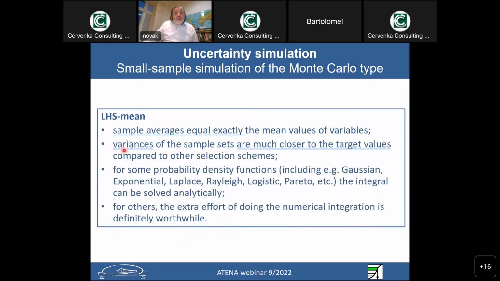So, as I mentioned, in uncertainty propagation, sample averages equal exactly the mean values of the variables, and variances of the sample are much closer to target values compared to the classical Monte Carlo technique. For most distributions, the integral can be solved analytically, but these are just numerical things behind, not necessary to say.